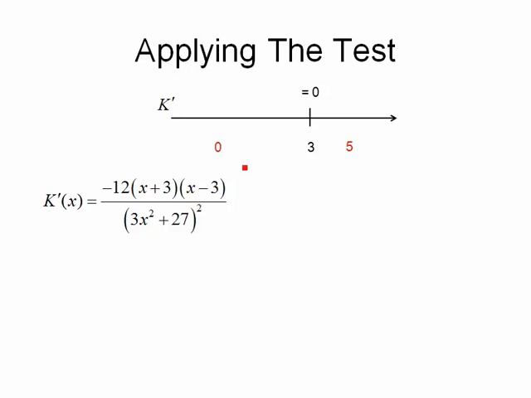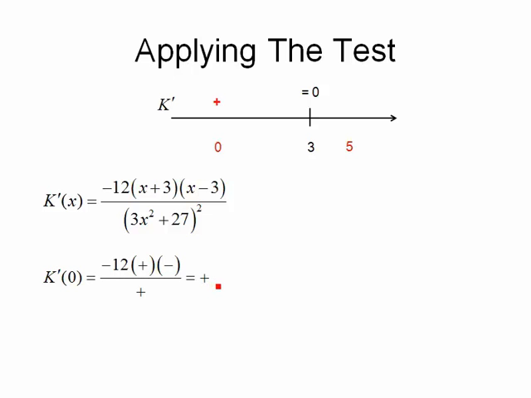So let's pick 0 and 5, and we're going to test that into our derivative. When I put 0 into the derivative, the bottom, like we said earlier, is always positive. We have negative 12, 0 plus 3, that's positive. 0 minus 3, that's negative. So negative 12 times a positive times a negative divided by a positive is going to be positive. So on my number line, I'll put a plus.